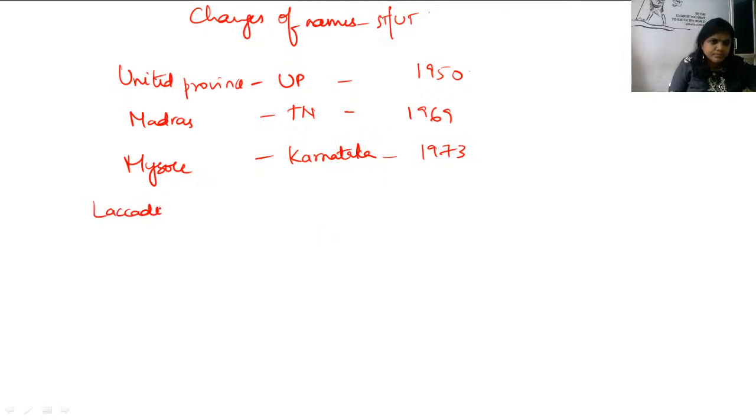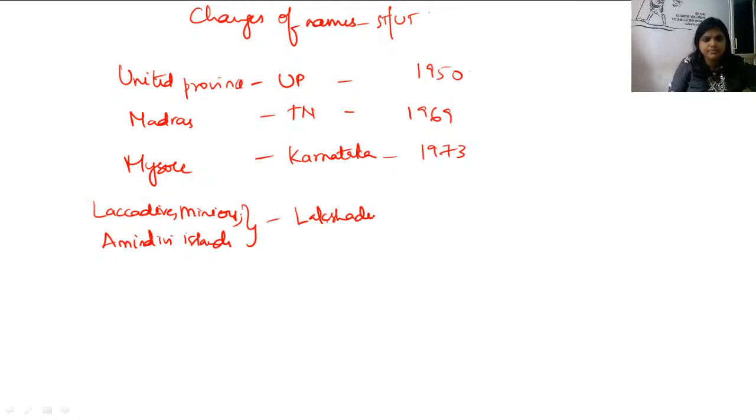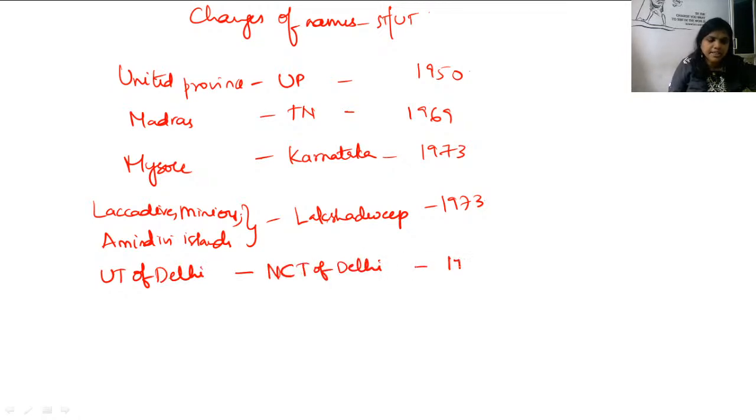Laccadive, Minicoy and Amindivi Islands were renamed as Lakshadweep, in 1973 only. And the Union Territory of Delhi was renamed as the National Capital Territory of Delhi in 1992 by the 69th Constitutional Amendment Act.